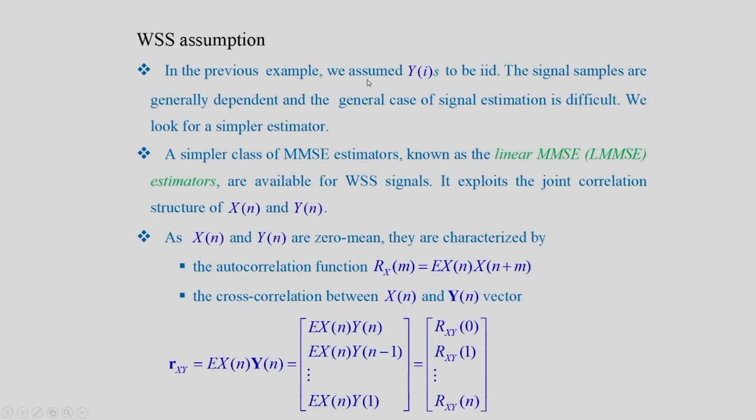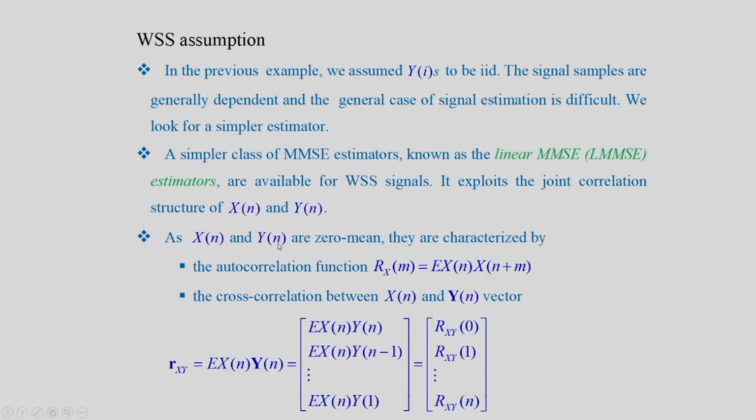In the previous example, we assumed yi to be IID. The signal samples are generally dependent. So, IID assumption we cannot use, and the general case of signal estimation is difficult. We look for a simple estimator. A simple class of MMSE estimators known as the linear MMSE, LMMSE, estimators are available for WSS signals. We have to consider the signals to be wide sense stationary. It exploits the joint correlation structure of xn and yn in terms of autocorrelation function and cross correlation functions.